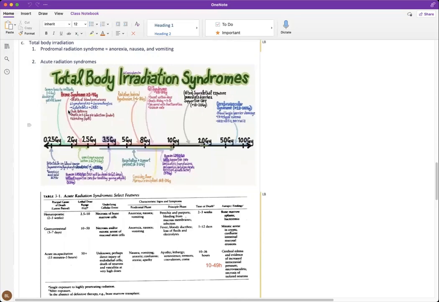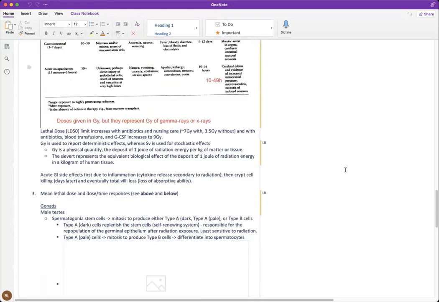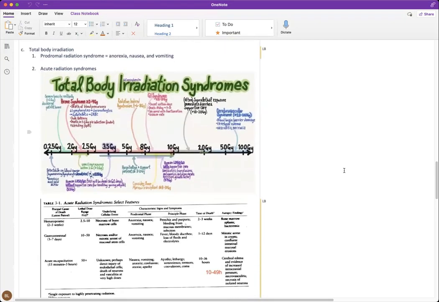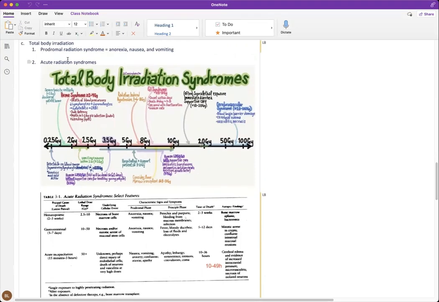Okay. This next part, we're going to get into some doses that you do need to know. I think by the end of studying, you'll actually be pretty familiar with a lot of these things. So this is a key figure. With total body radiation, there's something called prodromal radiation syndrome, which is where you don't have appetite, nausea, and vomiting. And then there are acute radiation syndromes, which are sort of dose related.